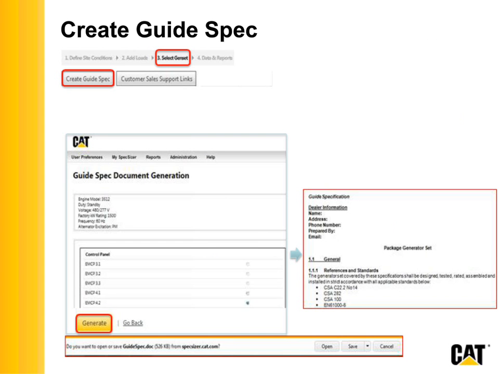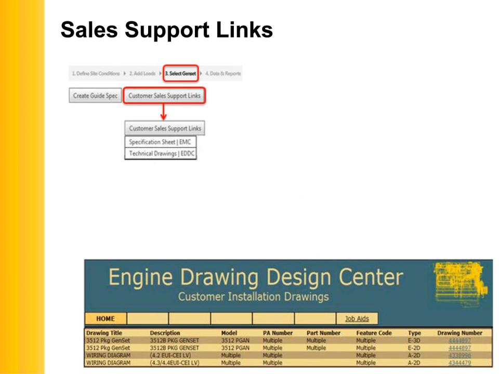However, if there are options, you can select options here on the guide spec dialog. And so simply all you do is make any selections that you determine you need to make or want to make, and then generate your guide spec. And it's a Microsoft Word document that's editable. Now we're just circling back here to the sales support links for your spec sheet and for your technical drawings. There's a system we have that's called Engine Drawing Design Center, and we now provide access for our customers to the technical drawings.